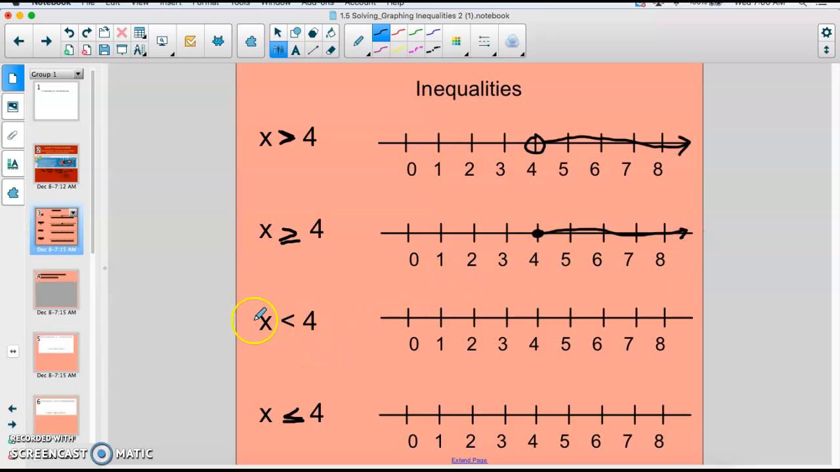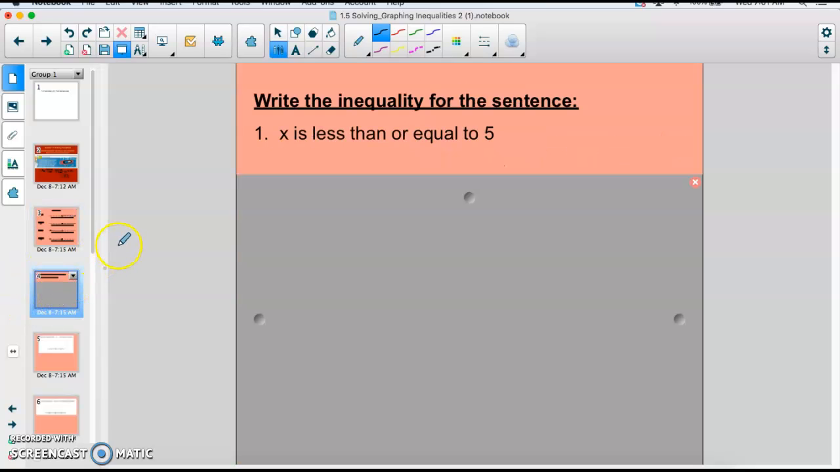Now, in this one, Pac-Man's eating the 4, so it's going to be everything less than 4, but we don't include 4, and so it's going to be an open dot, and everything less than that. Now it's less than or equal to 4, so it can be a closed dot because it includes 4, and everything less than that. So a big thing here, just remember open and closed dots with equal to.